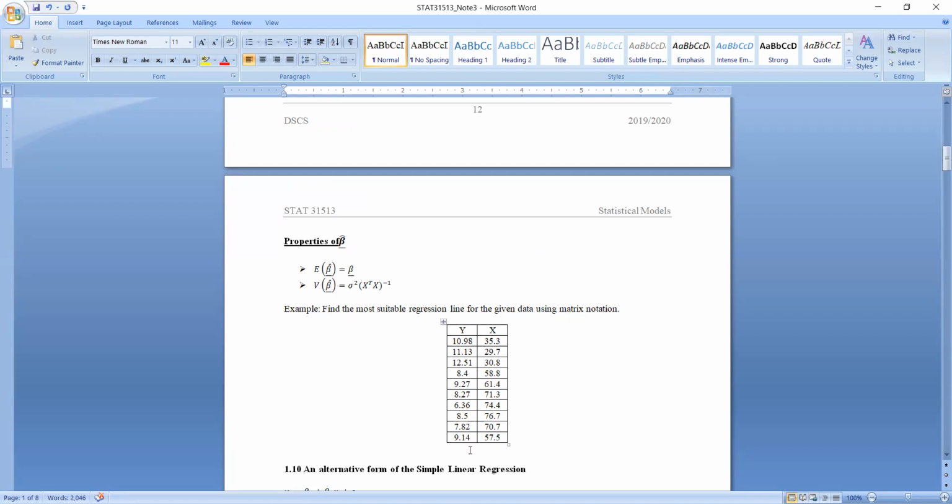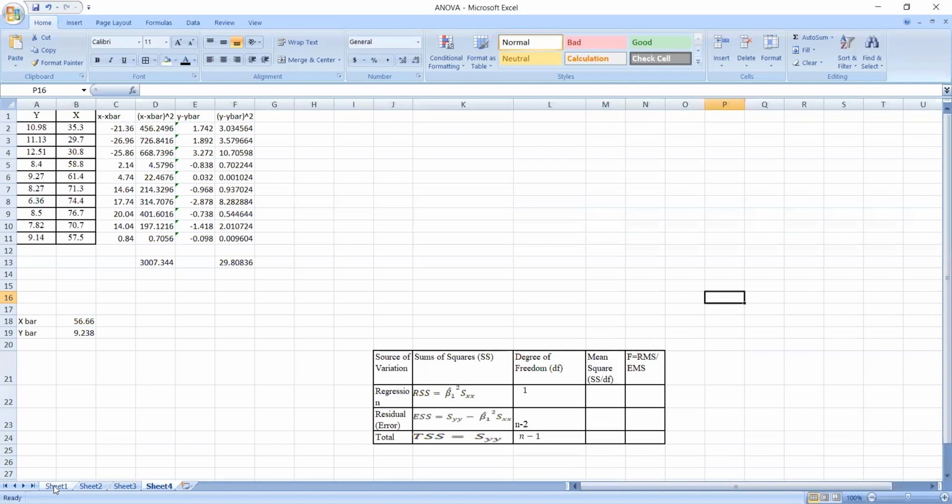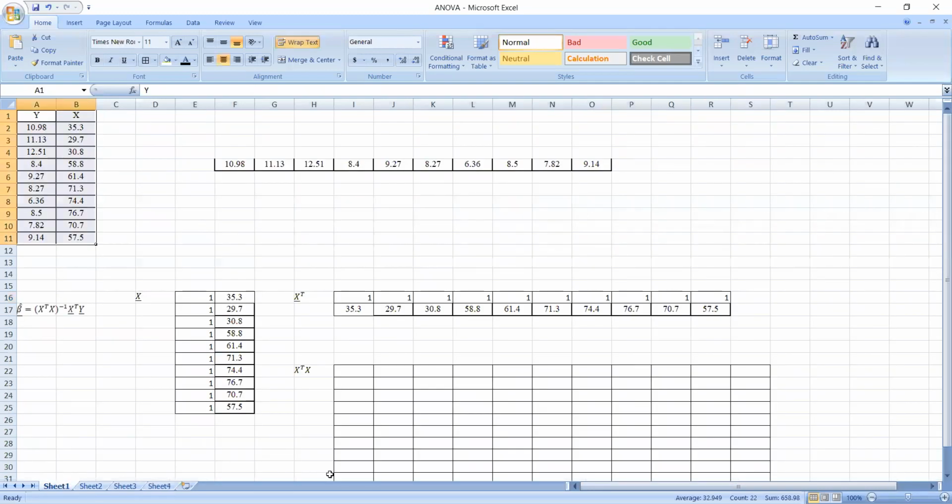You have a number of y values and a number of x values. Here we want to fit the regression line. Now let's use this matrix notation to fit the regression line, right? So in your examination, you can use your calculators to find the inverse and the product of the matrices, right? Since it's easy to explain using Excel, I'm going to use Excel for the calculations, right?